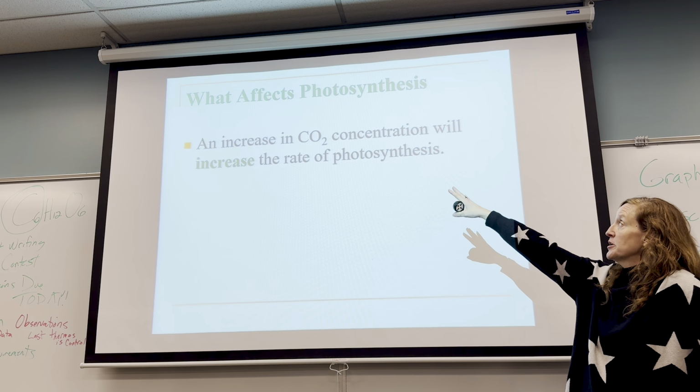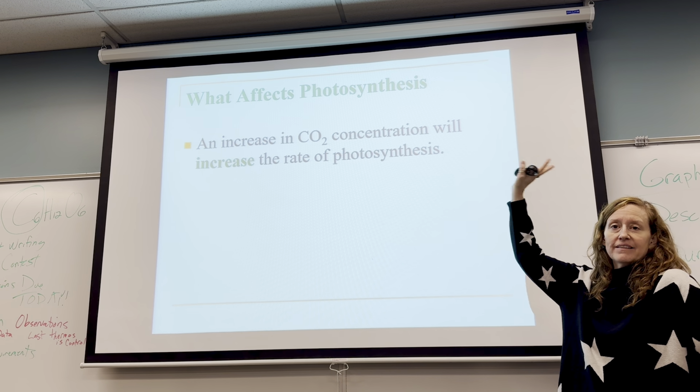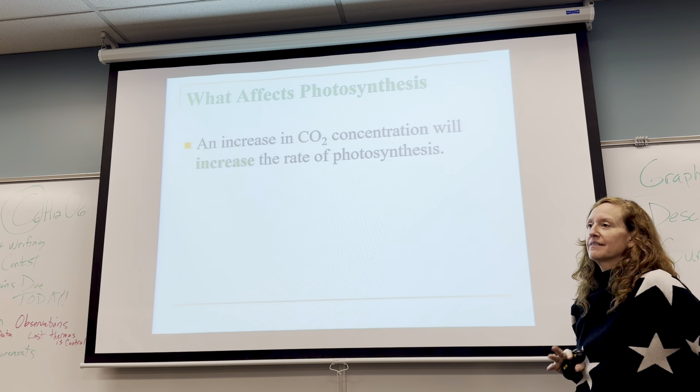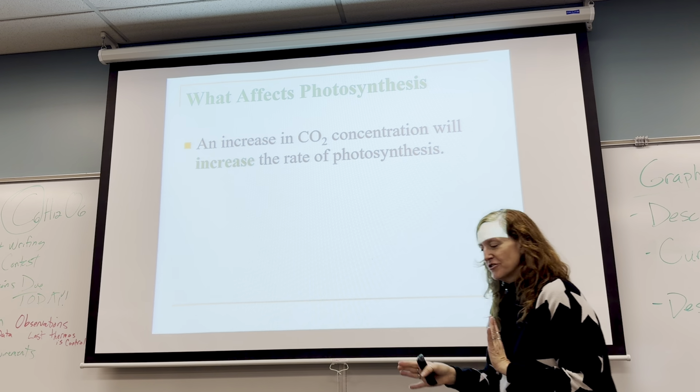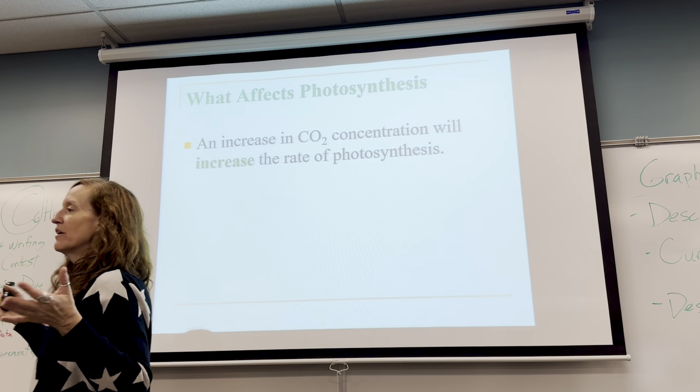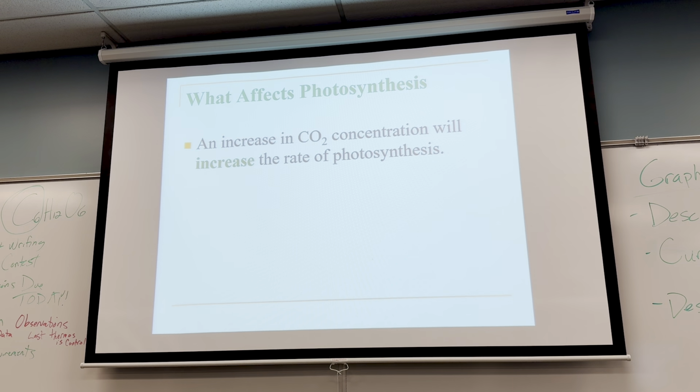What we put in. An increase in carbon dioxide. Again, we're just thinking individually. Let's say all the other factors are there. Sunlight's there, water's there, everything's there. So if we increase carbon dioxide, in general, like if everything else is perfect, it will increase the rate of photosynthesis. Any of the substrates, increase the substrates. Water, carbon dioxide, sunlight energy will increase the rate of photosynthesis.